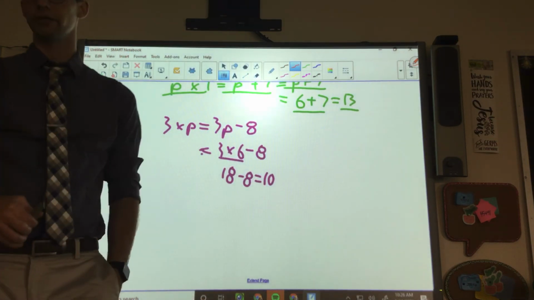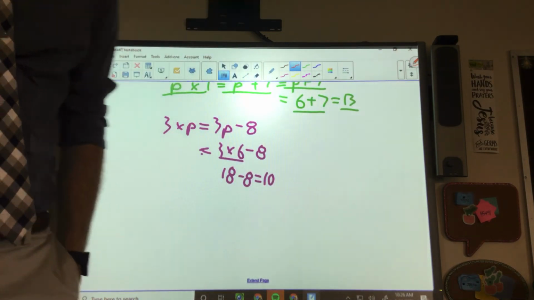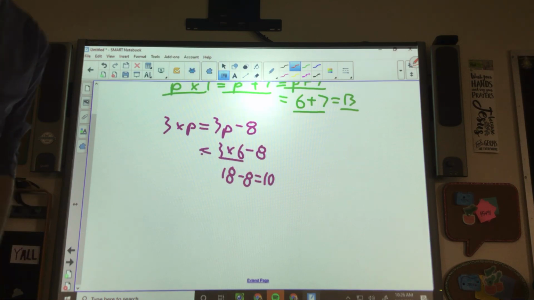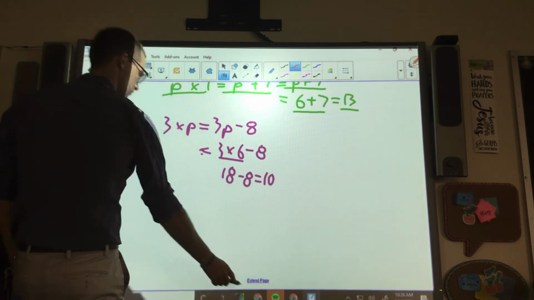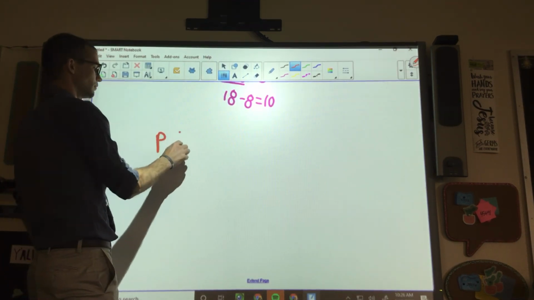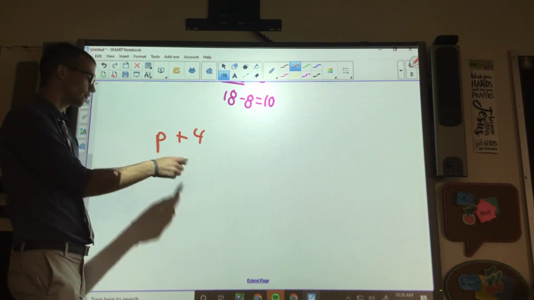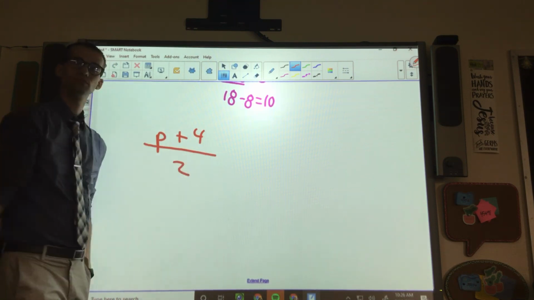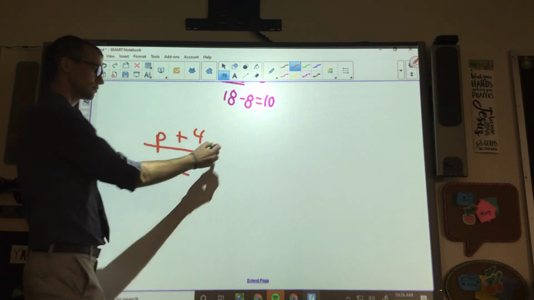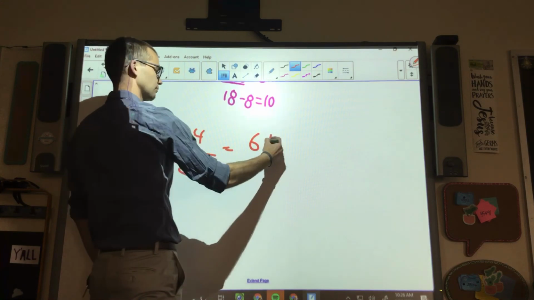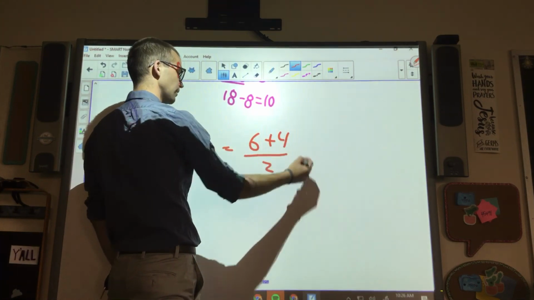What's the next one say? 3 times P, then blank minus... No, that was the one we just did. No, it's P plus 4 divided by 2. P plus 4. And all of that divided by 2. What's P? 6. 6 plus 4 divided by 2.